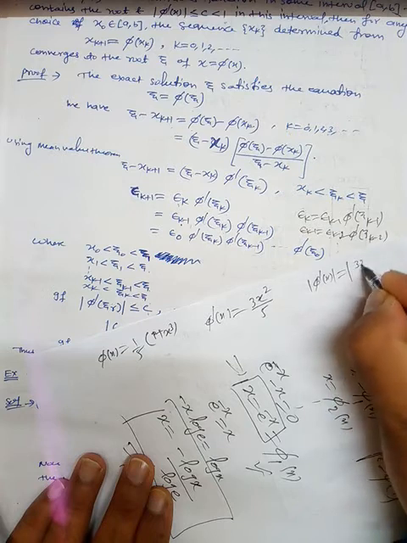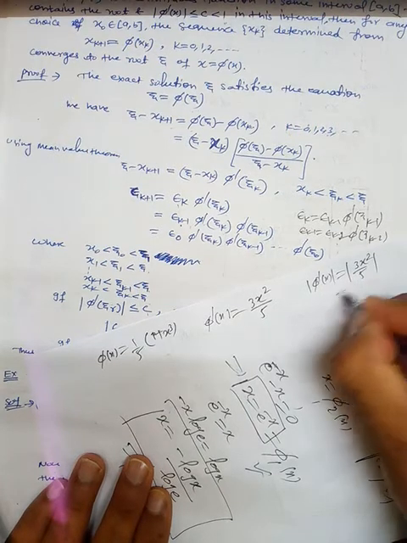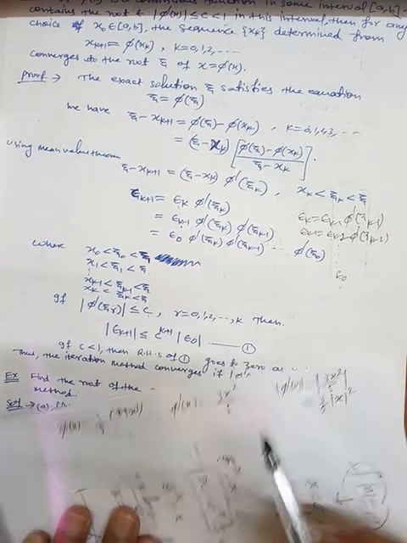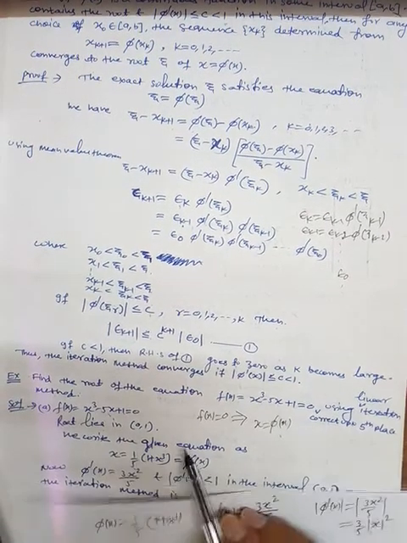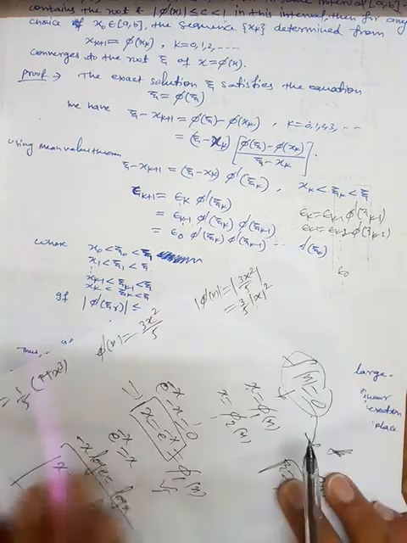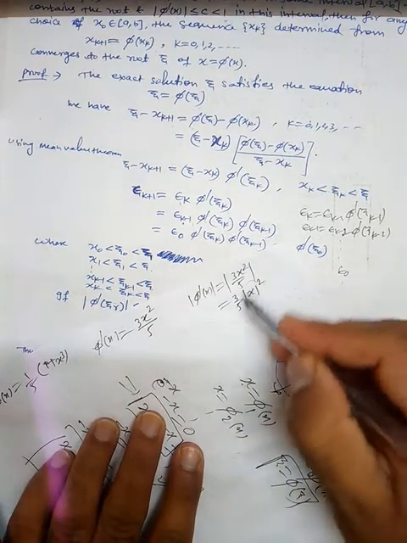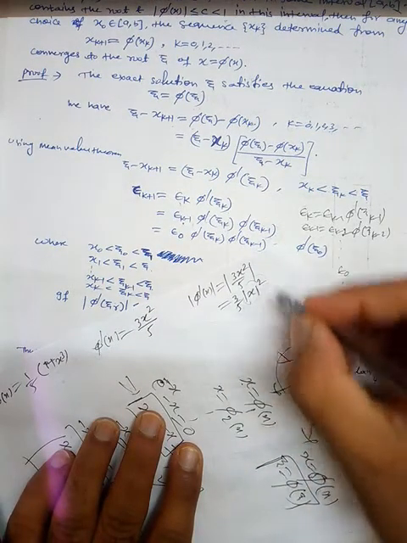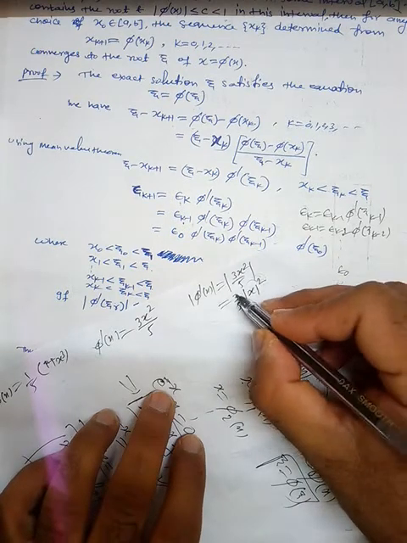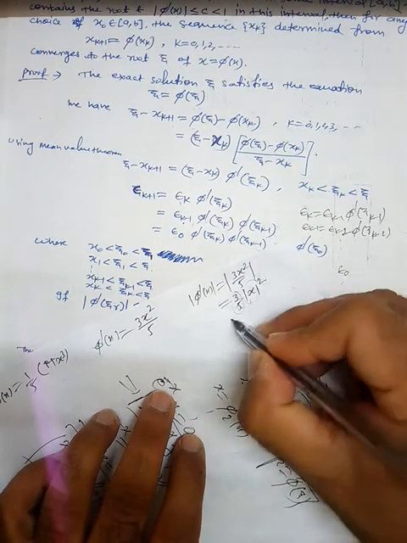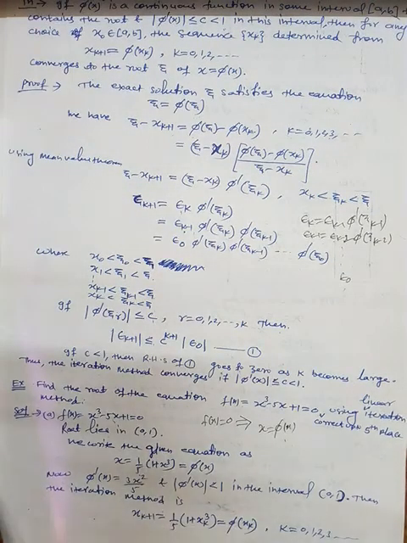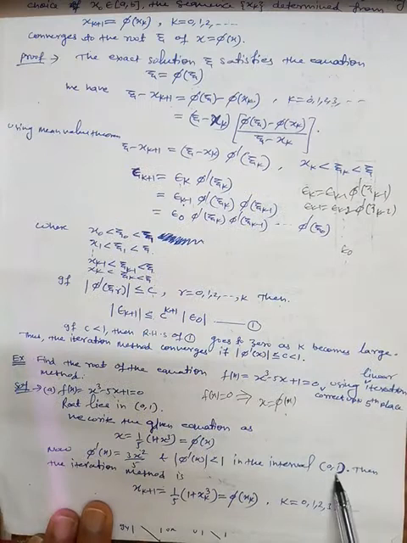Now find the magnitude. The magnitude is 3x square by 5, that means 3 by 5 magnitude of x whole square. But x lies in the interval, the domain is between 0 and 1. So obviously this quantity is less than 1, and its square is also less than 1, and 3 by 5 is also less than 1. So ultimately it is less than 1, so the condition holds in this interval. That's why this is less than 1 in the interval 0 to 1.